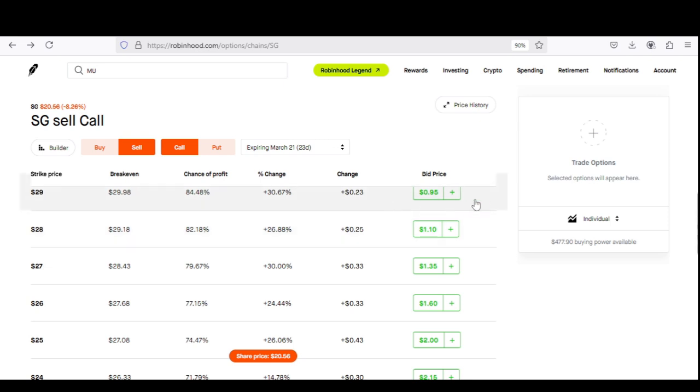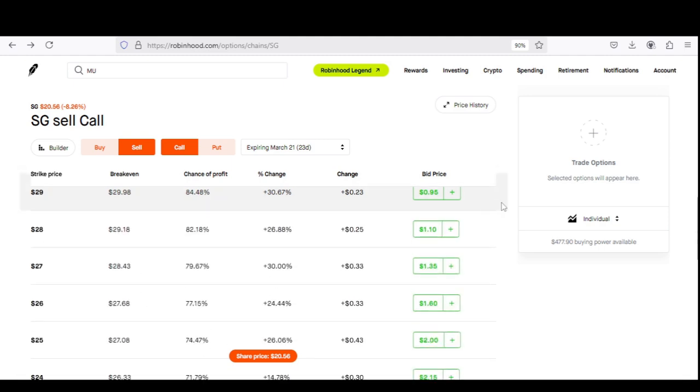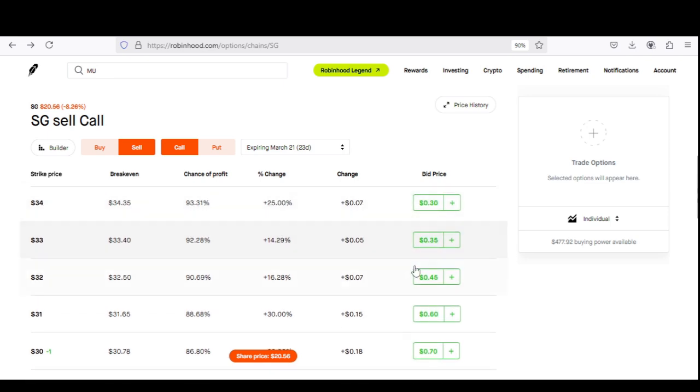The reason why I personally choose the $23 strike price is because I'm an ultra conservative investor and I prefer to get the small money in the short term while I get the huge gains over the long term. I'm more of an investor than I am a trader.